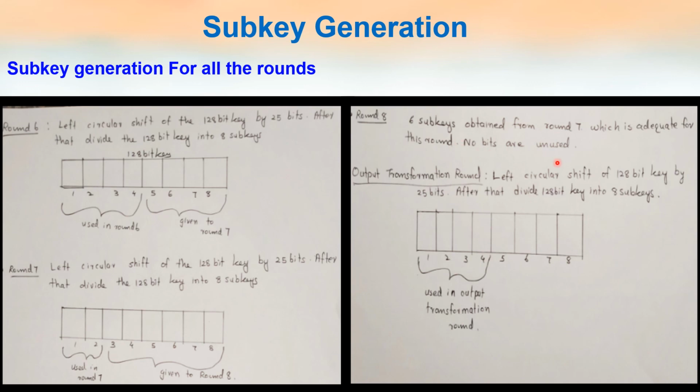No bits are unused. Then the output transformation round will not get any subkeys from the previous round. So it will do the left circular shift of the 128-bit key by 25 bits. In every round this process is done, a left circular shift of the 128-bit key by 25 bits, except the first round. After that, it is divided into 8 subkeys. The output transformation round, which is the final round, requires only 4 subkeys, so 4 subkeys will be taken from this and used in the output transformation round.